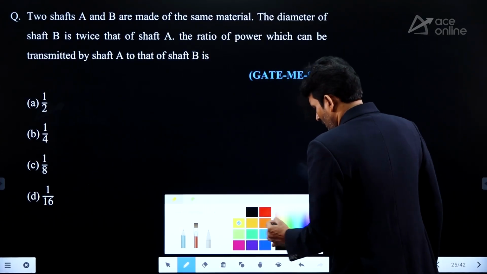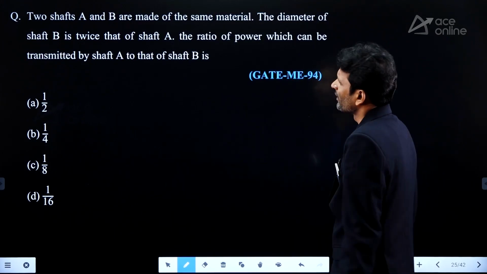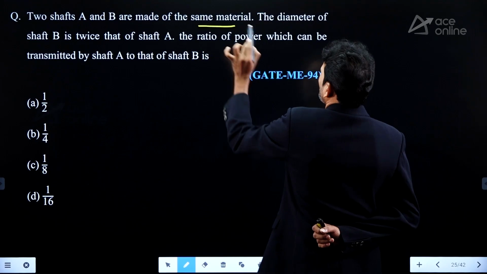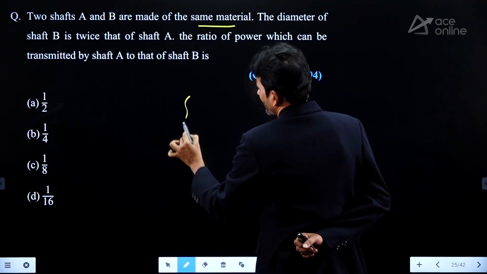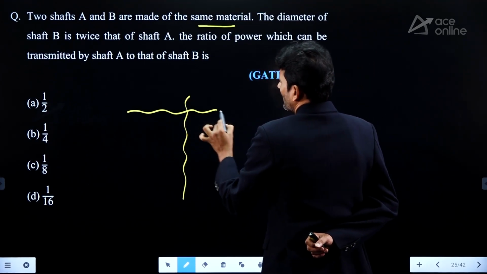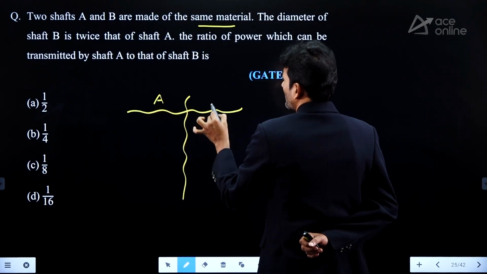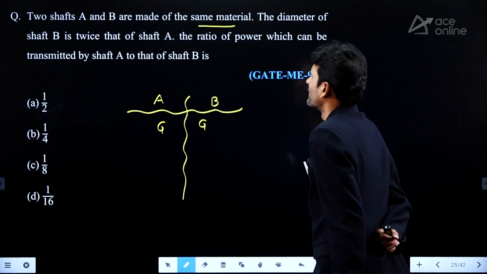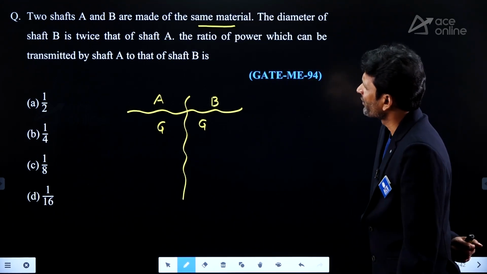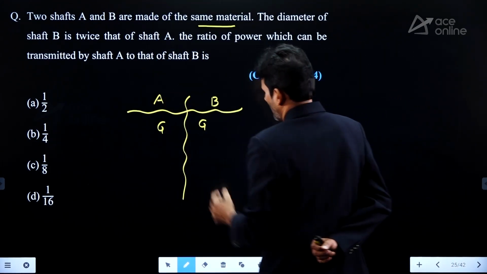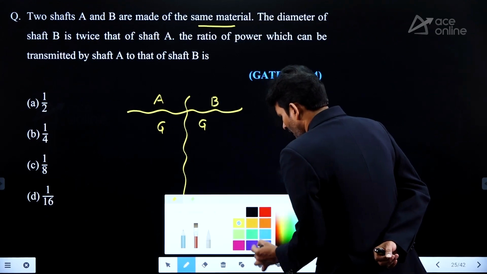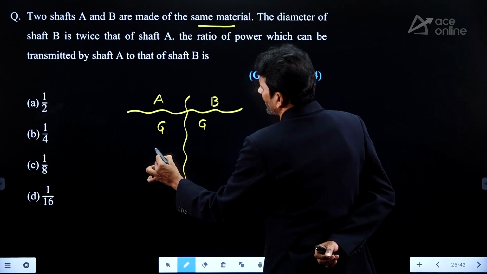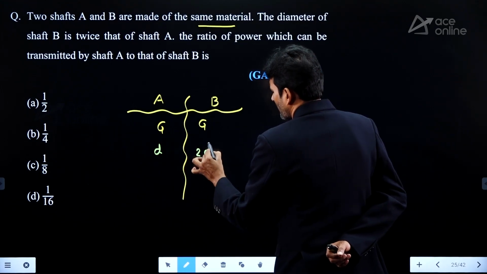Read the question carefully. Two shafts A and B are made of the same material. We are having two shafts, one is shaft A, the other one is shaft B. Both are made of the same material. Material property is same. The diameter of shaft B is twice that of shaft A. Suppose, for example, if the diameter of shaft A is D, then it becomes 2D.